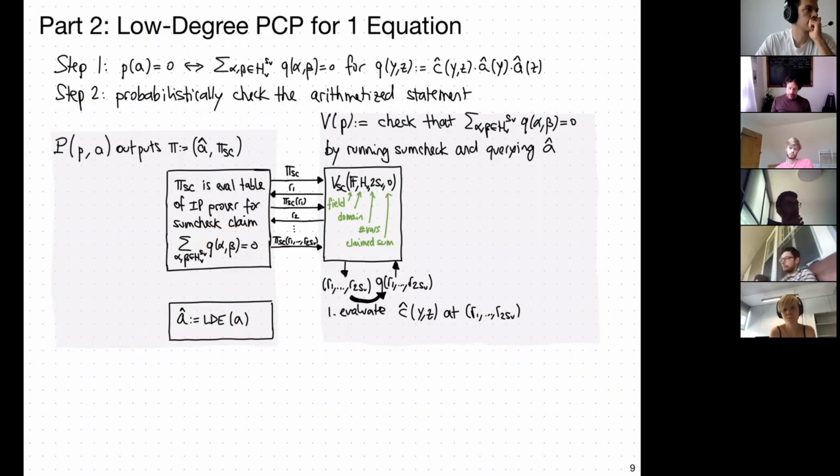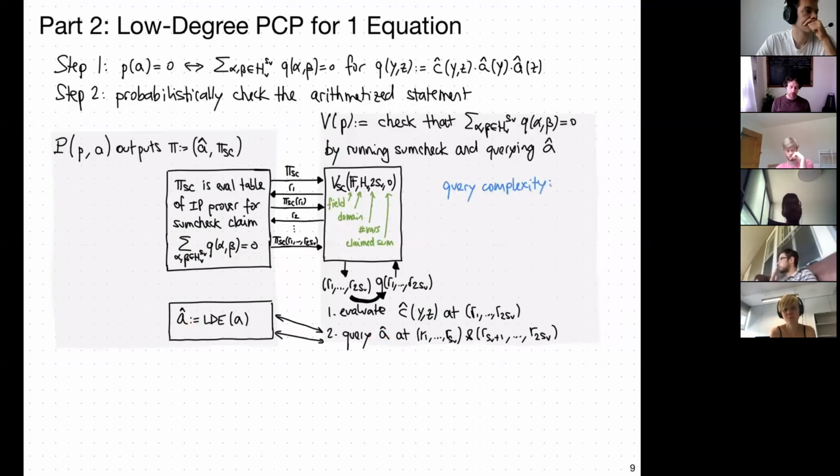And this C is the low degree extension of the coefficients, so we can just do it locally without any queries. And all we have to do with respect to the PCP oracle, which is a low degree extension of A, is to query it at the random locations that we need for the soundcheck protocol. So that's the idea of what is happening there. These are the queries that we will make to the oracle.